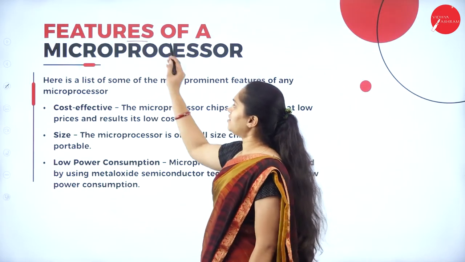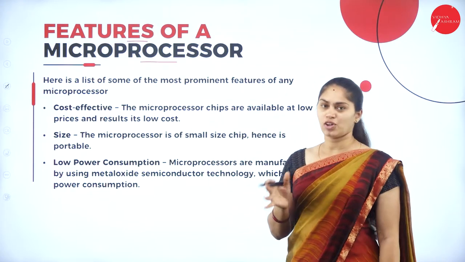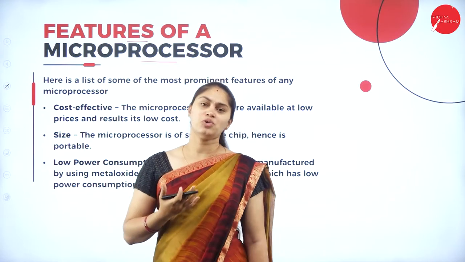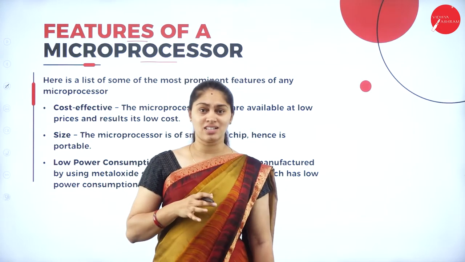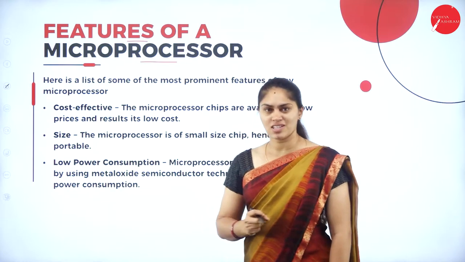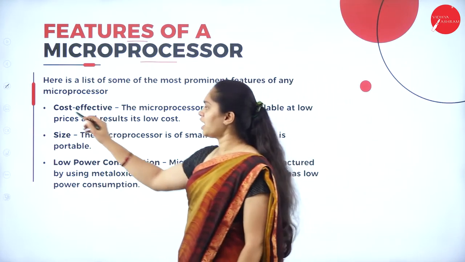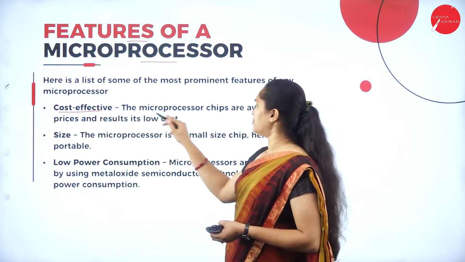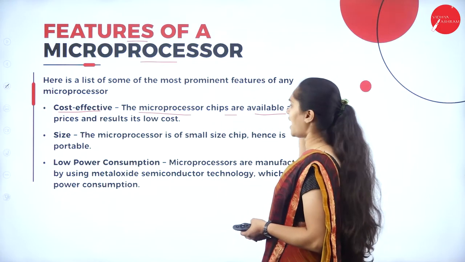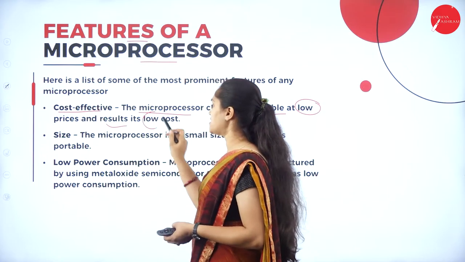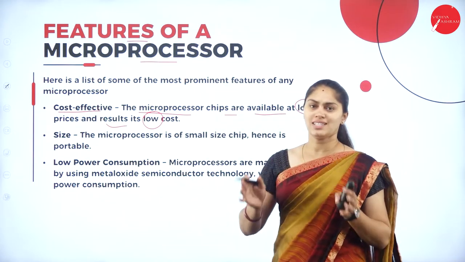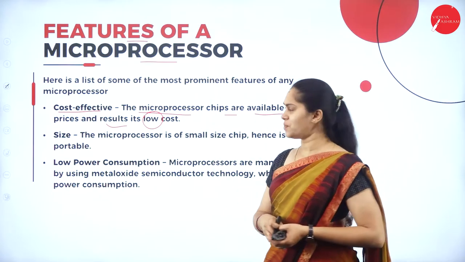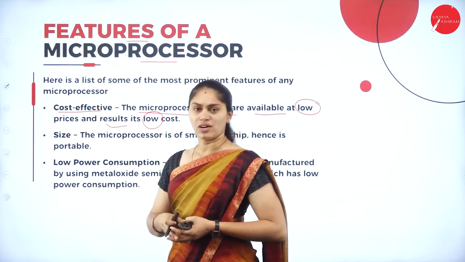Next, we'll see what features we have with respect to this microprocessor. We got to know this is mainly for processing, consists of an ALU, and also has a CU along with the register array. Then what are the features it includes? It is cost effective. Though it is smaller in size, the microprocessor chips are available at low prices, resulting in low cost. It's not so costly when we compare this component with other components of a computer. That's why it's cost effective.